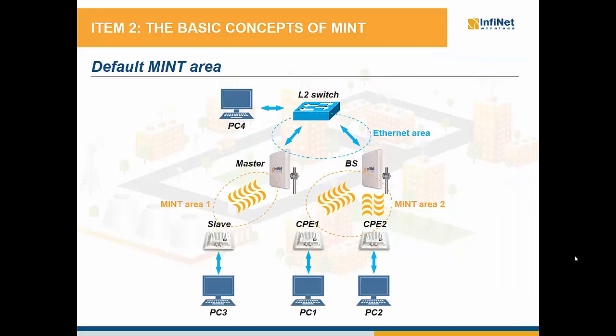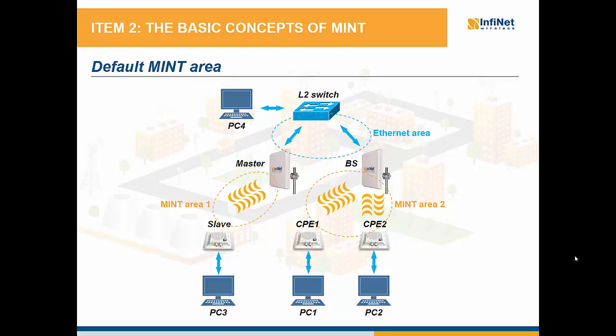And now, for a good understanding of the basic concepts of MINT, let's take an example where a point-to-point link is connected to a point-to-multipoint sector through a layer 2 switch, and each of the two CPEs of the point-to-multipoint sector, as we can see in the picture, as well as the slave unit within the point-to-point link, have a PC directly connected to them. Also, a fourth PC is connected to the switch. In the default configuration, MINT over radio is enabled as long as the configured radio parameters allow the radio link establishment. That's why we have in our example two MINT areas as presented in the picture.